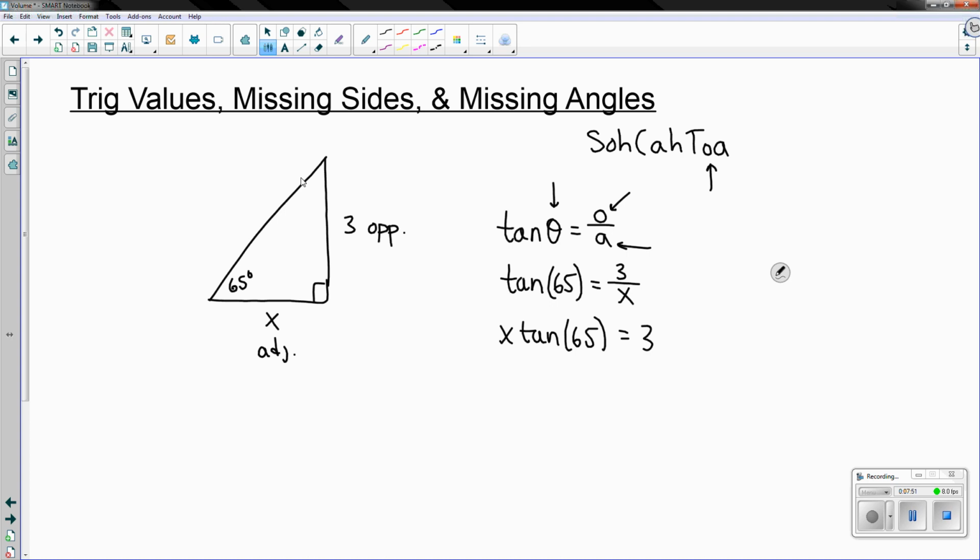So a common mistake is that people might move the 65 independently. But all the trig functions, when written, need to be accompanied by an angle measure. So this thing needs to be moved as a whole piece. So I can't move just tangent without anything with it, and I can't break off the 65, right? So whenever I write a trig function, make sure it's accompanied with an angle. So I'm going to divide both sides by tangent of 65.